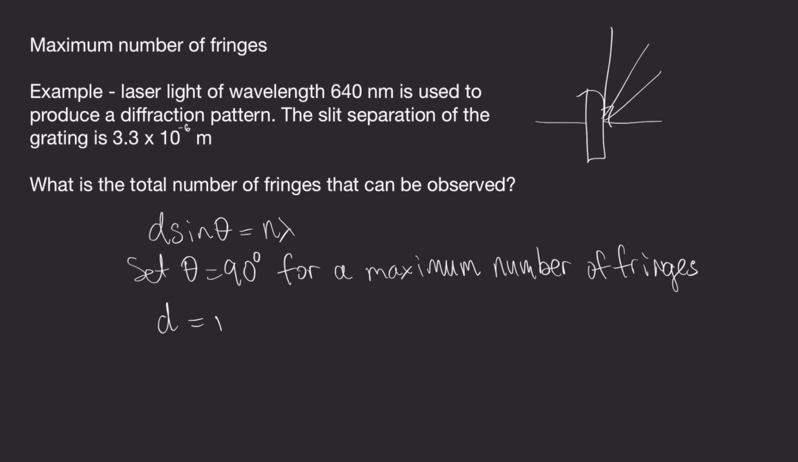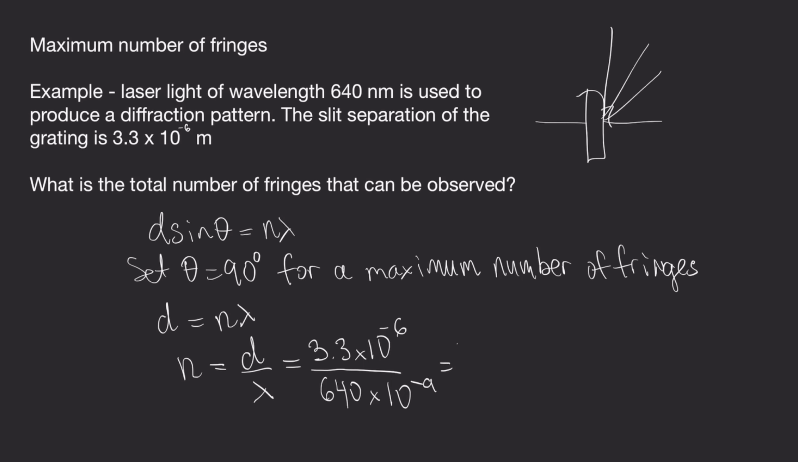d is going to be directly 3.3 times 10 to the power of minus 6, and then we need to divide that by 640 times 10 to the power of minus 9. As a decimal, we're going to get around 5.16 or so, but we need to round this down to the closest whole number of completed integers. So in this case, n is just going to be equal to 5. But there is a trick. The trick here is the total number of fringes.